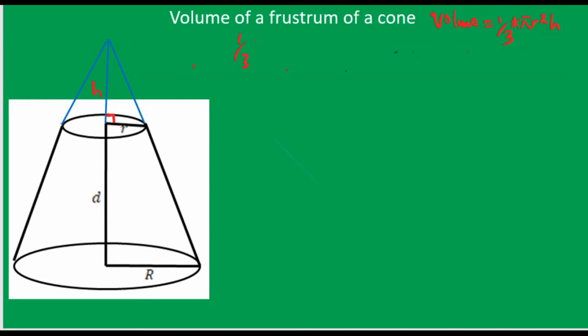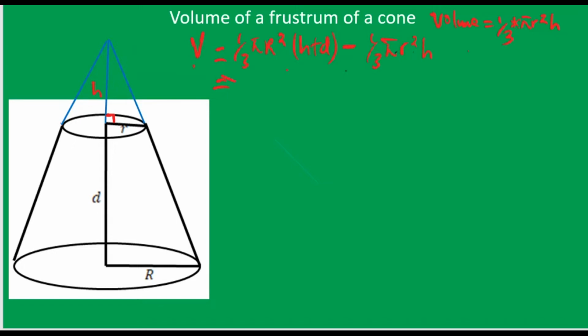1/3 pi R squared, because that's the radius of the big cone, times big H, which is h plus d, the height of the bigger cone, minus 1/3 pi r squared h. So we'll continue. Remember, this is the volume, but we need to get an expression, because we are the one that added this small h.